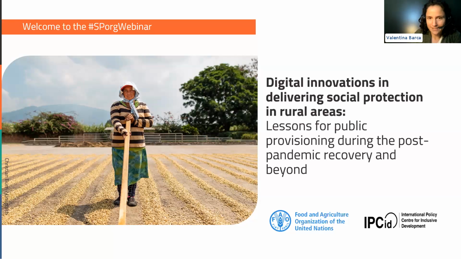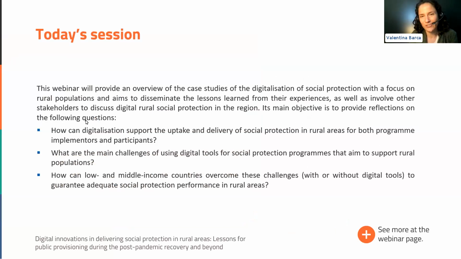We've got a very packed agenda, as always, with socialprotection.org. So the session today will be focusing on extracting some of the key learnings from this study that was conducted on the digitalization of social protection and how that has affected rural populations. And the key questions that we're going to be tackling are how can digitalization support the uptake and delivery of social protection in rural areas? What are the main challenges of using these digital tools?